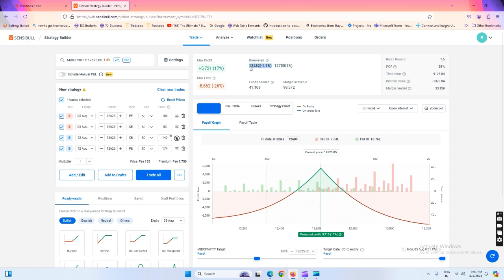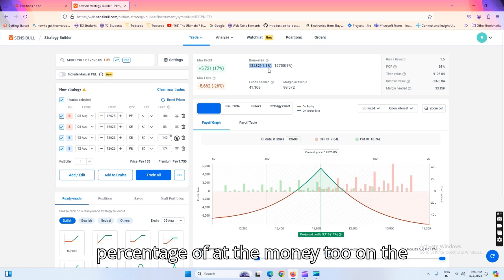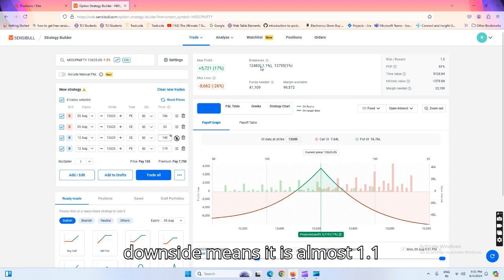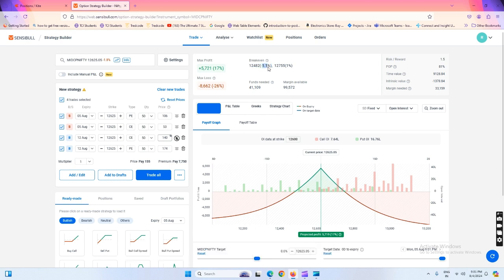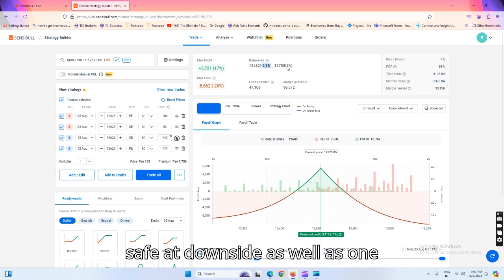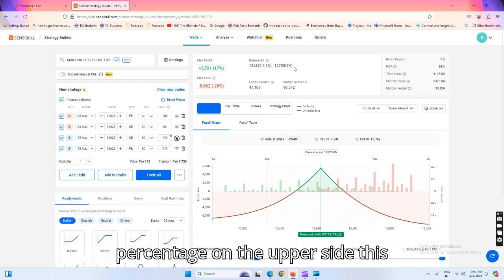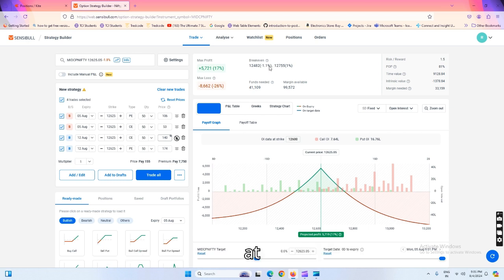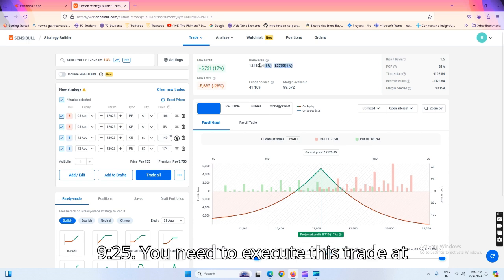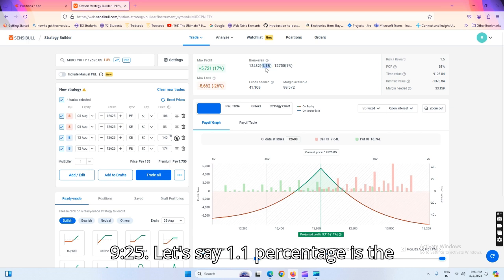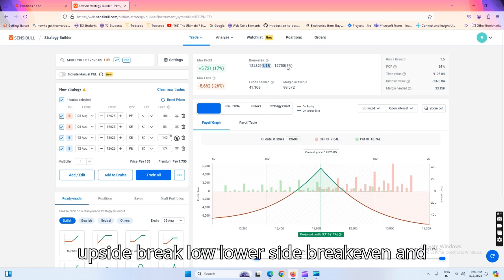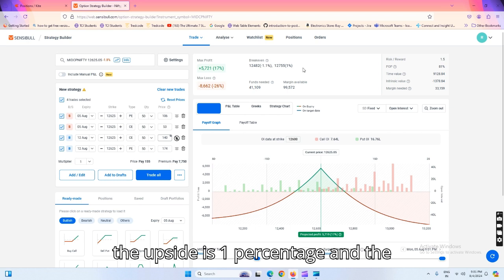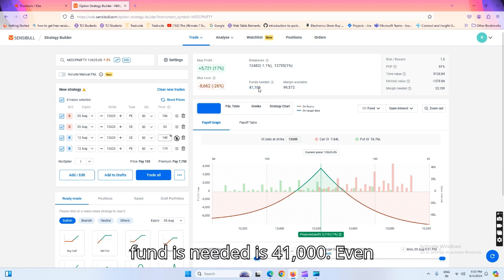If you can see, 12,482 is 1.1 percent below the at the money, which means you are safe on the downside by almost 1.1 percent, as well as 1 percent on the upper side. One more point: you need to execute this trade at 9:25. You need to execute this trade at 9:25. So 1.1 percent is the lower side break even, and the upside is 1 percent, and the fund needed is 41,000.